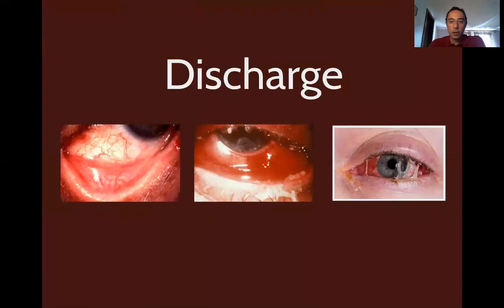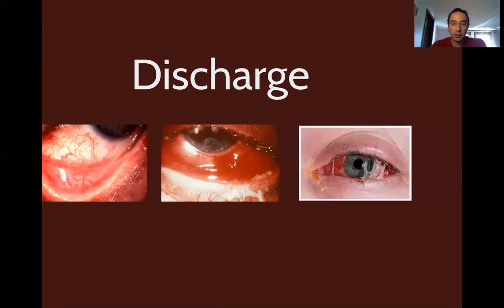Let's have a look at discharge. The discharge can be from serous to purulent. The serous discharge, along with a mucous part, may be caused by viral infections or some allergic reactions. But as you all know, purulent discharge that comes with pus is usually associated with bacterial infections.